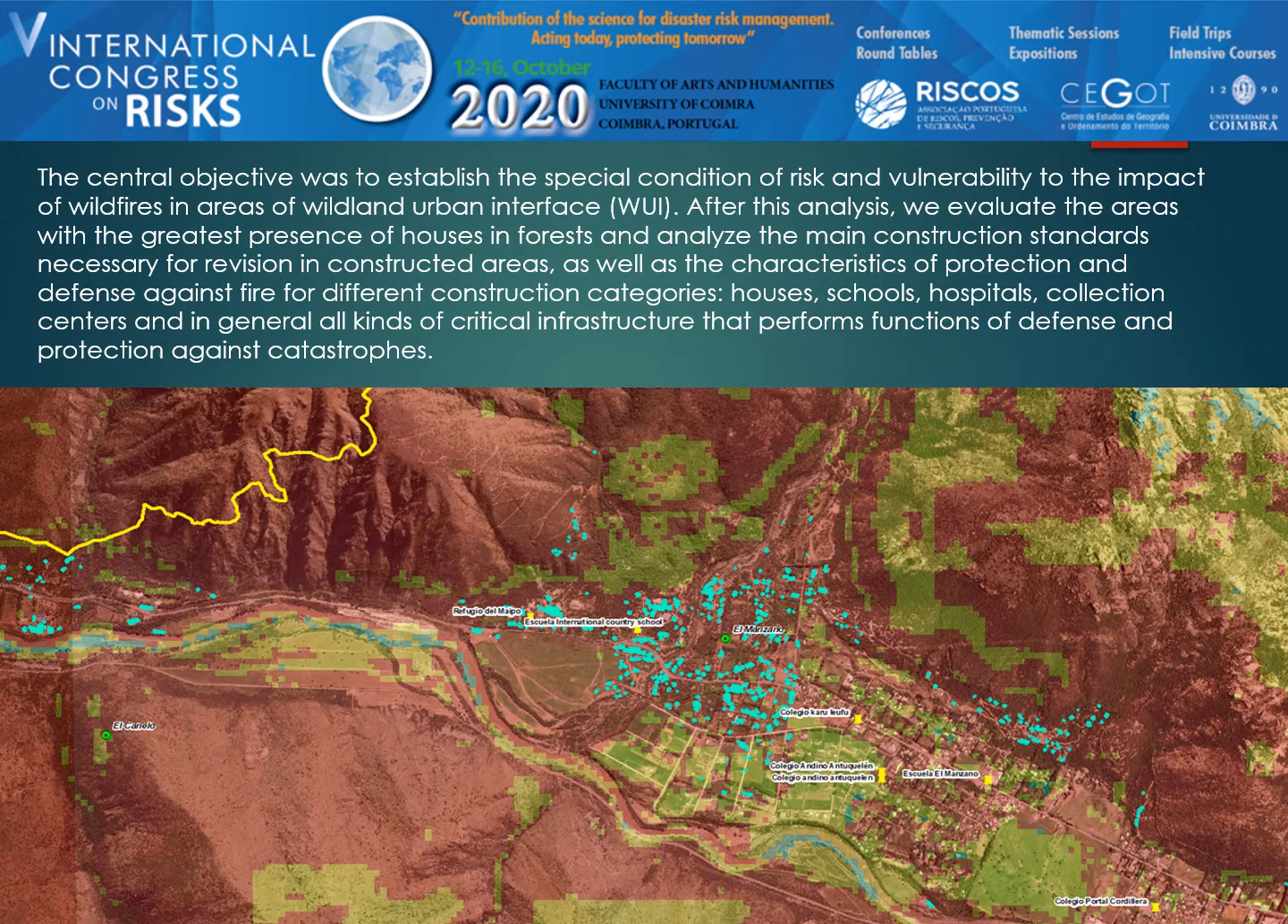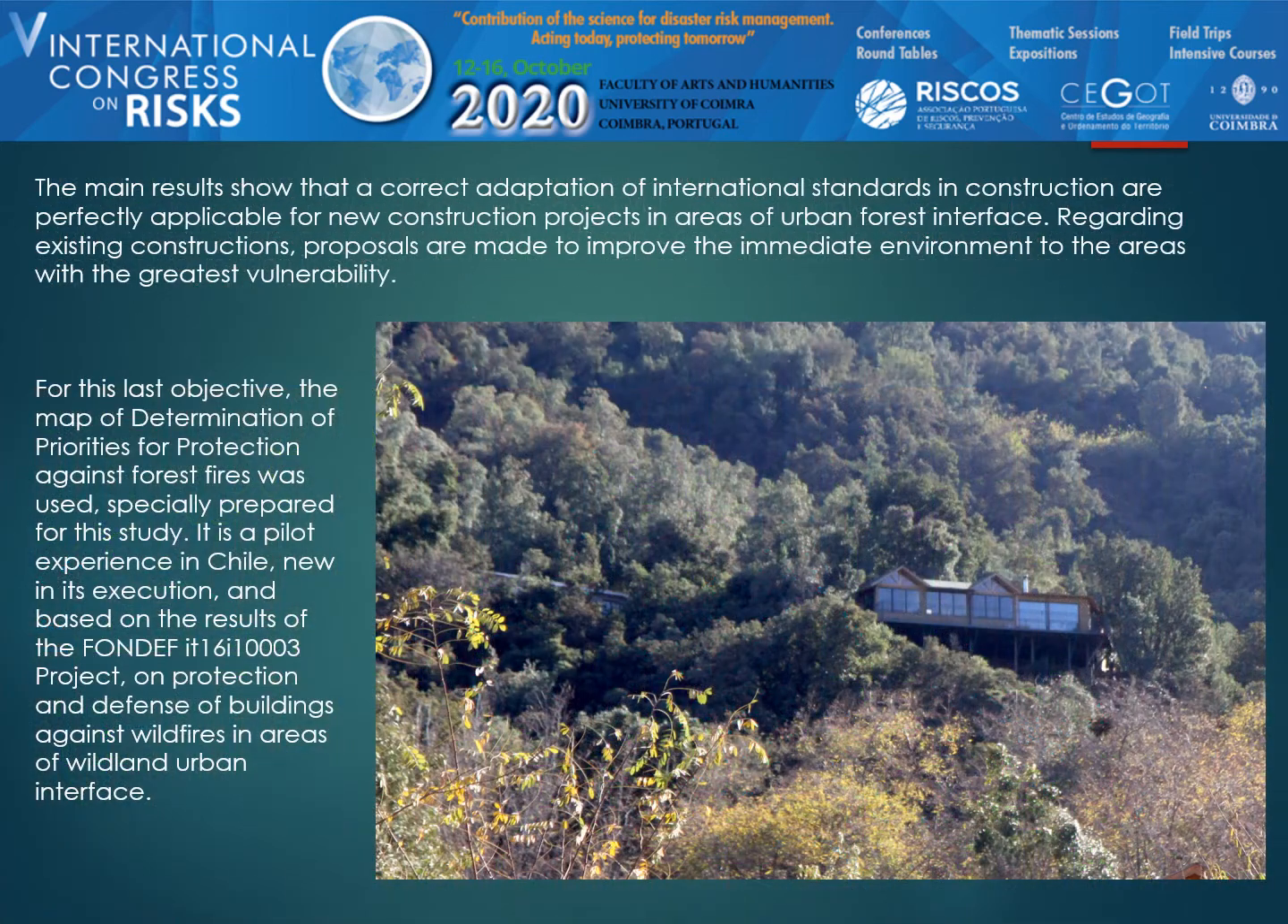On this map, a group of buildings are identified within areas classified as the first priority of protection. They are the areas highlighted in the red color in this example. The main result showed that a correct adaptation of international standards in construction are perfectly applicable for new construction projects in areas of urban-forest interface.